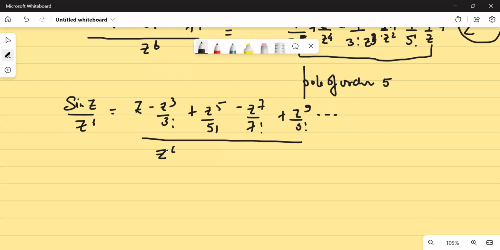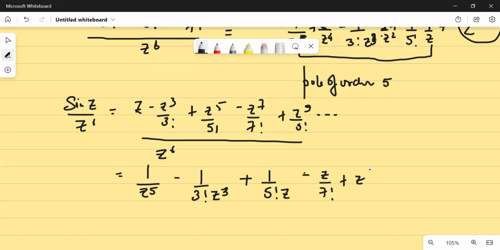Divided by z raised to power 6. Now what is happening? Divide it, and what will come? 1 upon z to the power 5 minus 1 upon 3 factorial z to the power 3, sorry. Then you have plus 1 upon 5 factorial 1 upon z. Then you have minus z upon 7 factorial. Then you have z cube upon 9 factorial. This is your principal part term. No, this is your regular part.